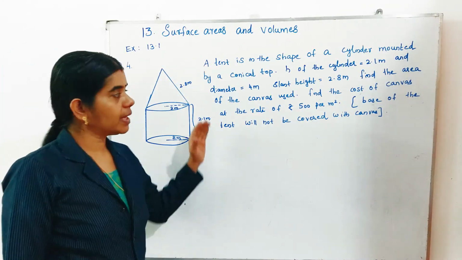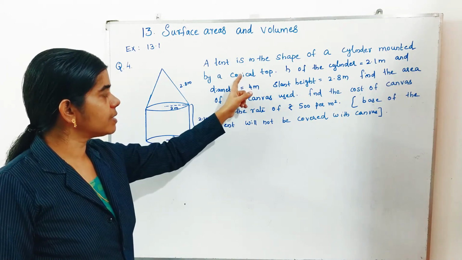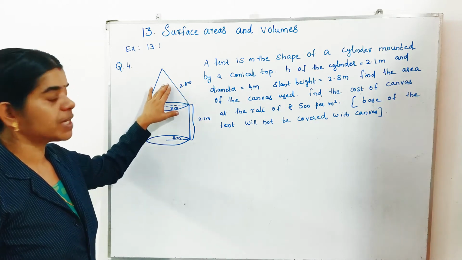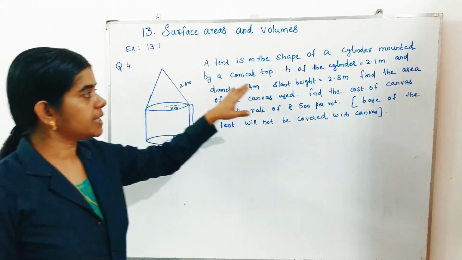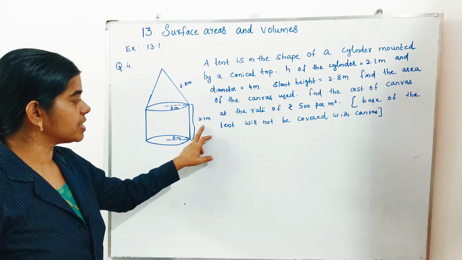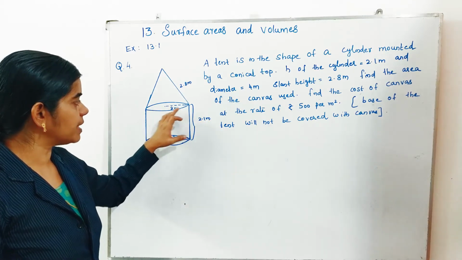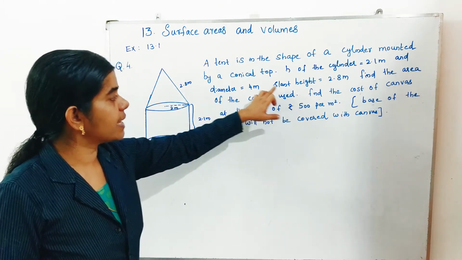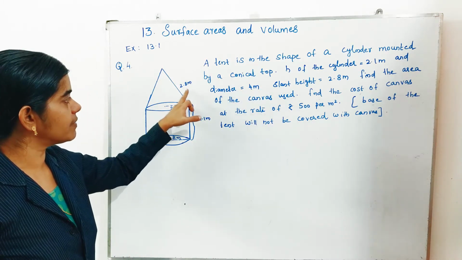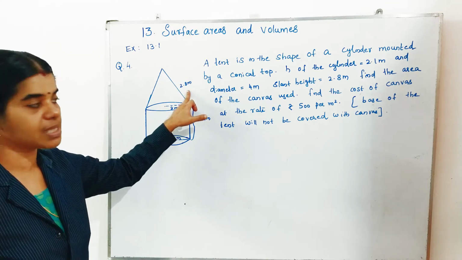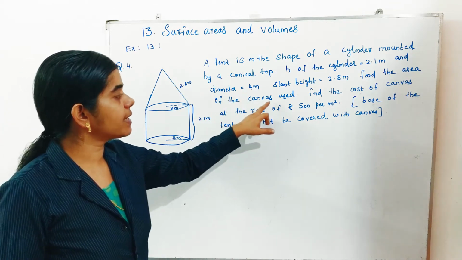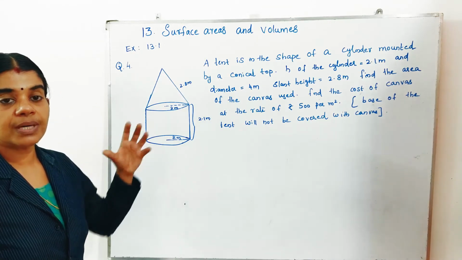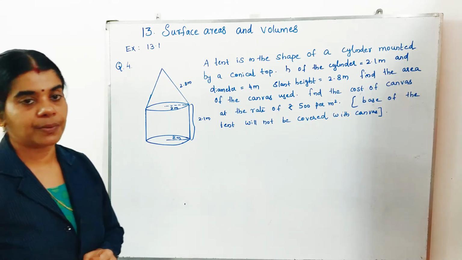Next question. A tent is in the shape of a cylinder mounted by a conical top. The base of the tent is cylindrical in shape. It is mounted by a conical top. The height of the cylinder is 2.1 meter and the diameter of the cylinder is 4 meter. So the radius will be 2 meter. The slant height of the conical part is given as 2.8 meter, that is L is given. Find the area of the canvas used to make this tent. How much area? That means the total surface area of the tent you want to find out.